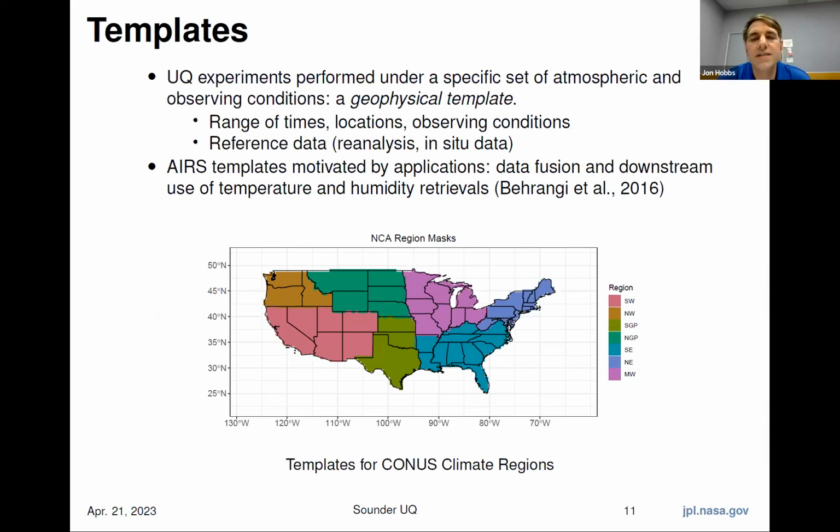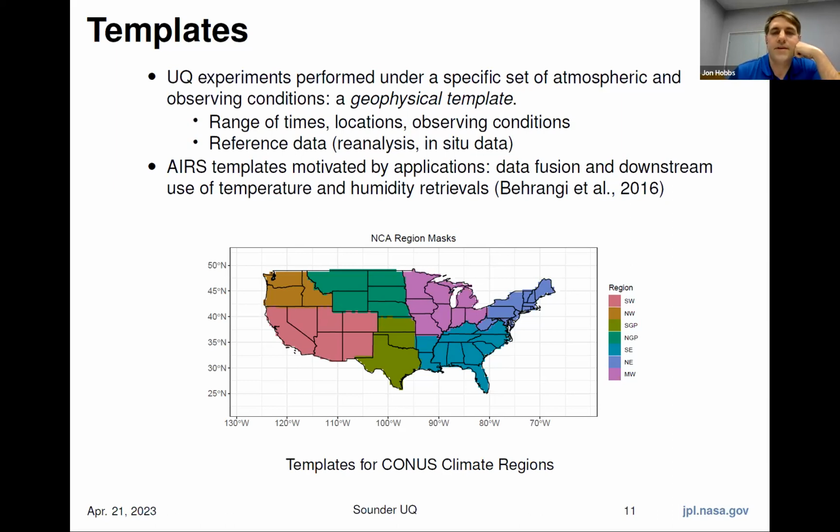So going back to this observing system uncertainty experiment, we carry these experiments out in a stratified fashion, and we call these strata geophysical templates. So we carry them out under a specific set of atmospheric and observing conditions. That usually constitutes a range of times and locations and also observing conditions. For example, AIRS has both an ascending and descending portion of its polar orbit, so it actually observes locally during the daytime and also at night. So we can set up these geophysical templates to represent both the day and the nighttime observing conditions.